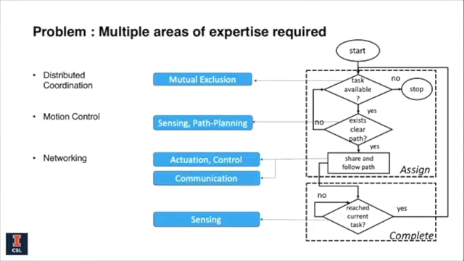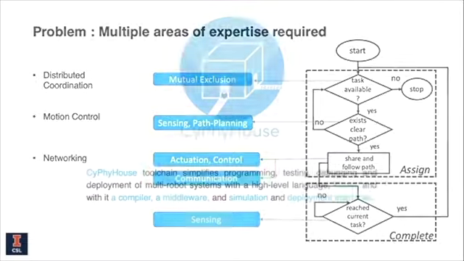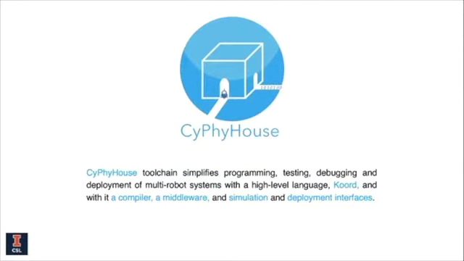To simplify the process of programming distributed robotics applications, and to mitigate the necessity of having all the aforementioned areas of expertise at one's disposal, we designed CyPhyHouse. It's a toolchain which enables programming, testing, debugging, and deployment of multi-robot systems. It includes a high-level language called Quad with the Quad language compiler. Applications written in Quad can be deployed or simulated through a middleware.